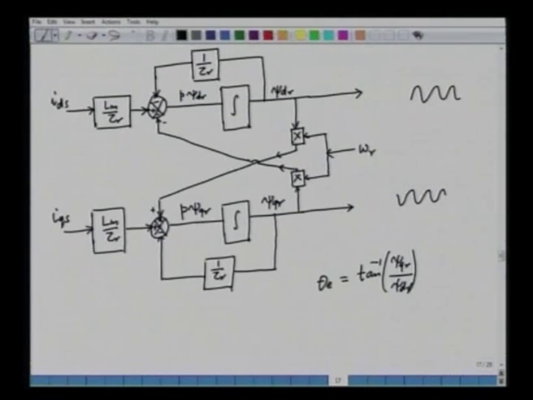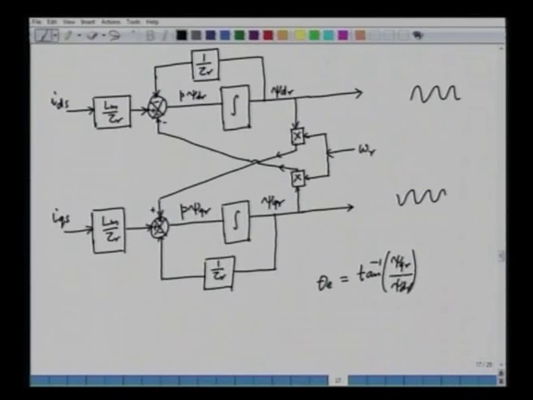Now, when we simulate it, maybe in MATLAB or in C, there is a function called atan2. To find out this angle, tan inverse is sometimes not preferred. So, what we do here is we use atan2, atan2 of psi qr comma psi dr. Now, why do we use atan2? Because the flux can be in any of the 4 quadrants.